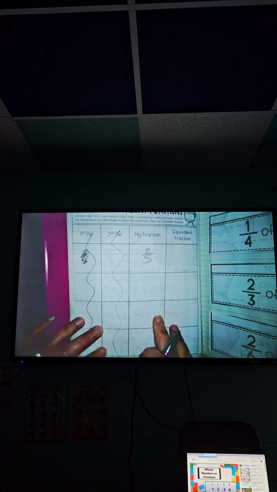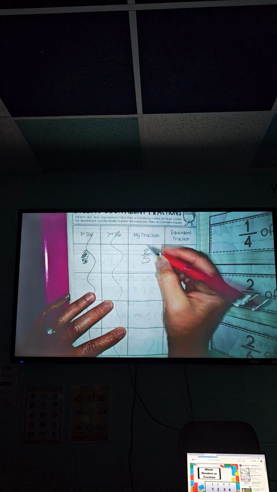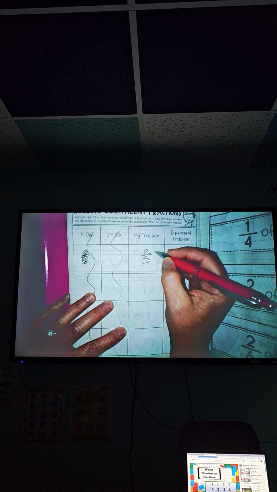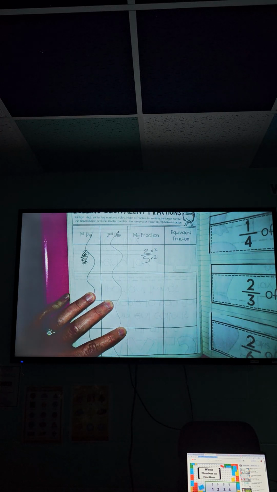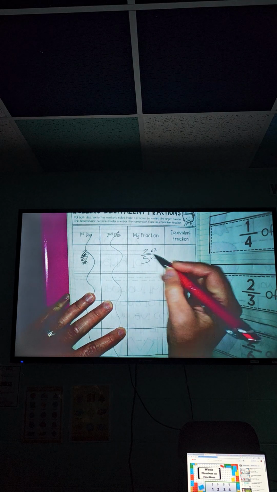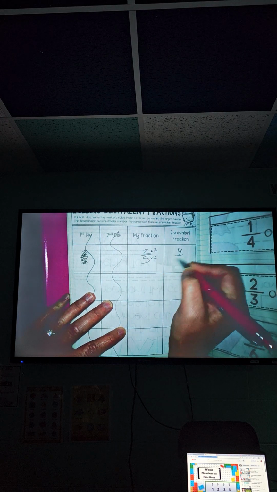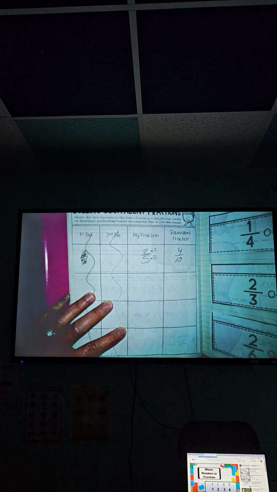2/5. Equivalent fraction is in the simplest term, so we'll just multiply by a number. It can be any number. Make sure you do the top and the bottom. 2 times 2 is 4. 5 times 2 is 10.